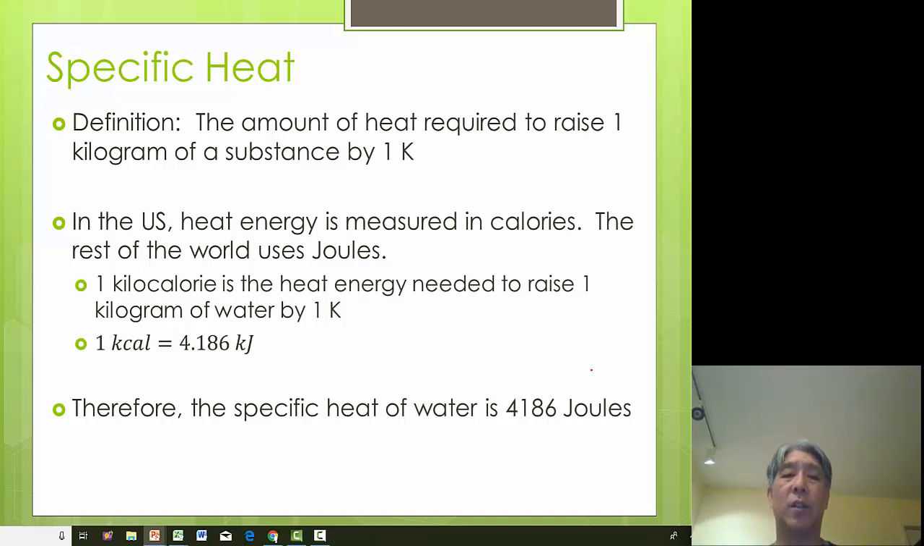So the specific heat equations that we're going to be dealing with, okay, the definition of specific heat is the amount of heat required to raise 1 kilogram of a substance by 1 degree Kelvin or 1 degree Celsius. Okay, for example, the specific heat of water is 4,186 joules. It takes that much energy to raise a kilogram of water by 1 degree, say from 2 degrees Celsius to 3 degrees Celsius.